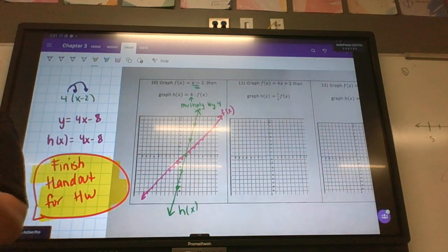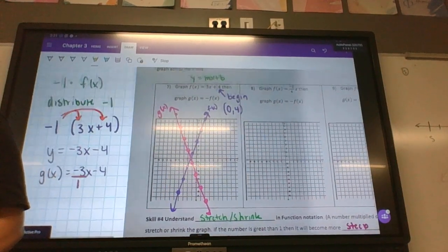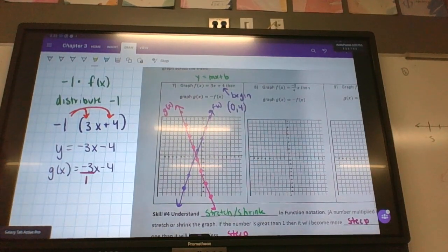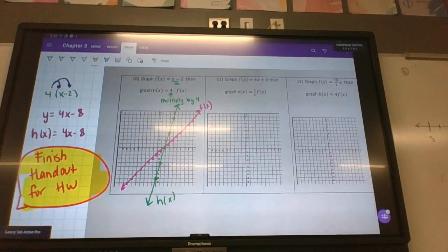You should not be out of your seats, and you should not be all talking. Here's number 7. Maybe take a picture and put it right away. Is that the top left? Thank you. Did you see that? She threw that. Finish this handout for homework.